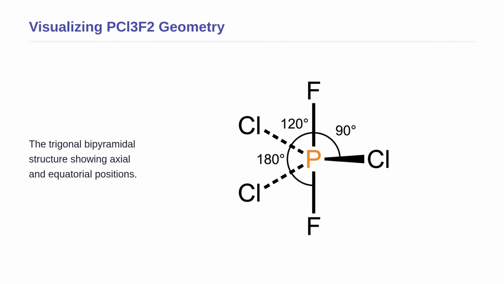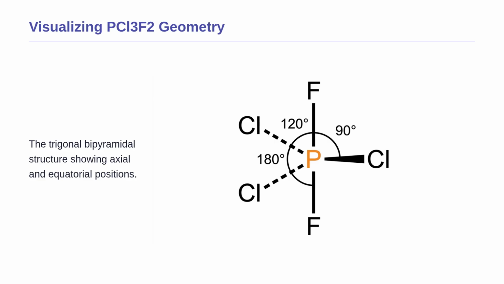In this diagram, the central orange phosphorus atom is surrounded by 5 bonds. Notice the 2 distinct regions. The 3 green chlorine atoms form a flat triangle around the middle. These are the equatorial positions. The 2 yellow fluorine atoms sit at the very top and bottom. These are the axial positions.